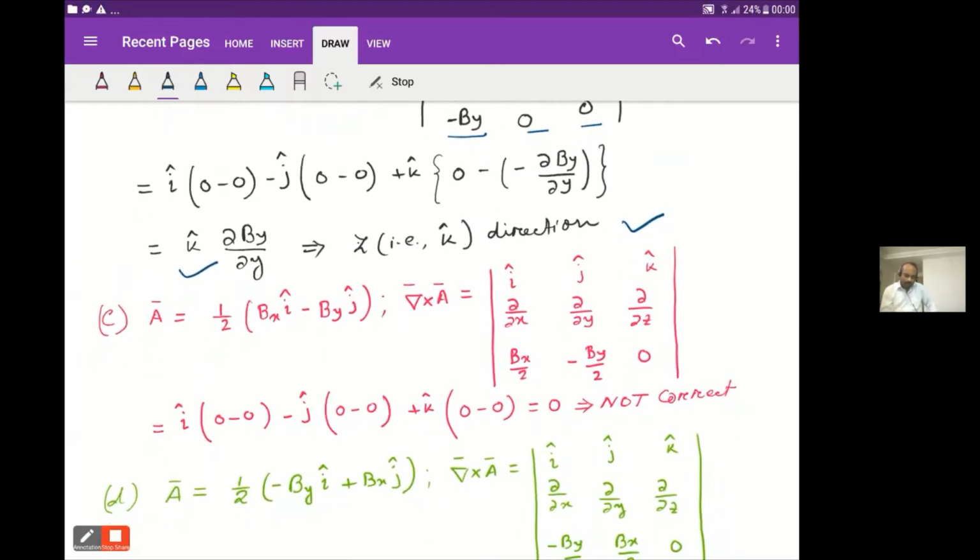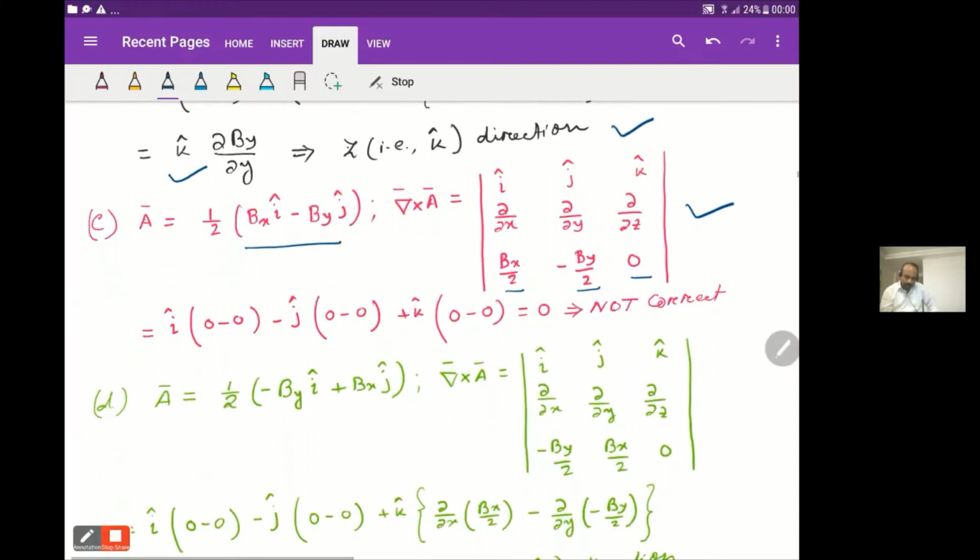Option C, which is half Bx i minus By j. Therefore, curl of A is i j k, del x del y del z. Then the i component is Bx by 2, the j component is minus By by 2, and the k component is 0. Doing the calculation, we find that there is no k component. Therefore, C is not the correct option.